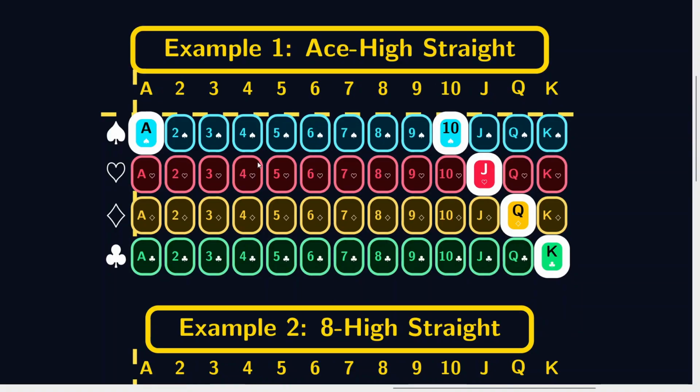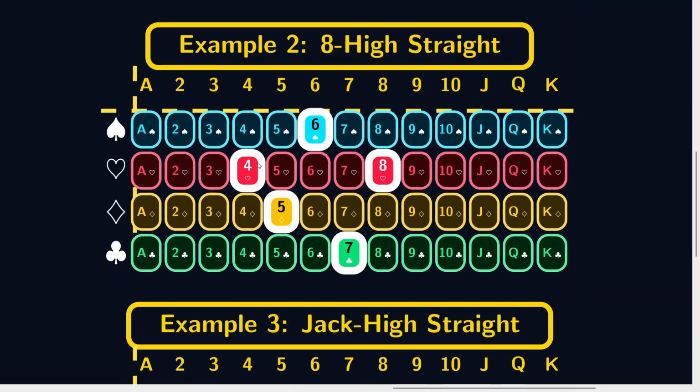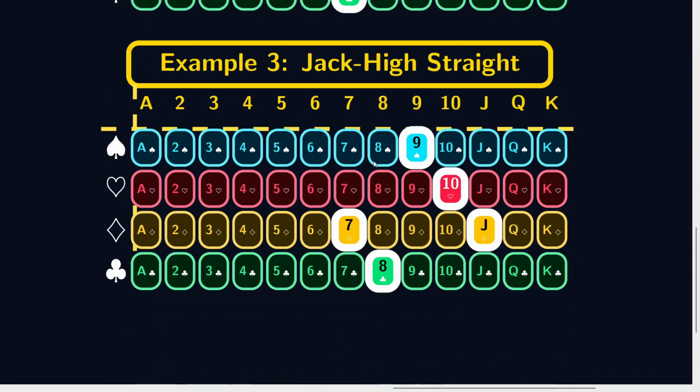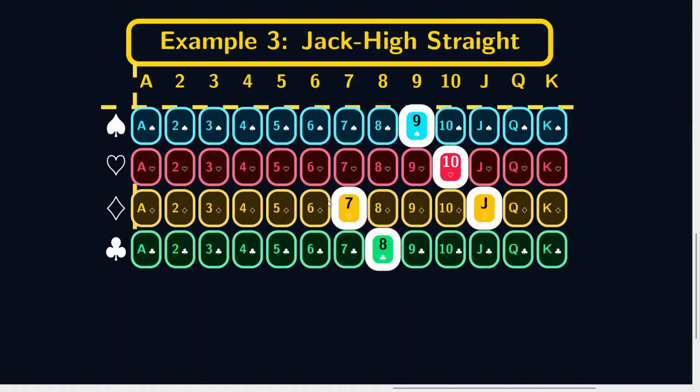The second example is an 8-high straight. The 5 consecutive columns are 4, 5, 6, 7, and 8. The highlighted boxes are the 4 of hearts, the 5 of diamonds, the 6 of spades, the 7 of clubs, and the 8 of hearts. 5 ranks in perfect consecutive order, 5 different rows visited in no particular pattern. The third example is a Jack-high straight. The 5 consecutive columns are 7, 8, 9, 10, and Jack. The highlighted boxes are the 7 of diamonds, the 8 of clubs, the 9 of spades, the 10 of hearts, and the Jack of diamonds. Again, consecutive columns, scattered rows. In every straight, the column window is rigid and sequential, while the rows wander freely.